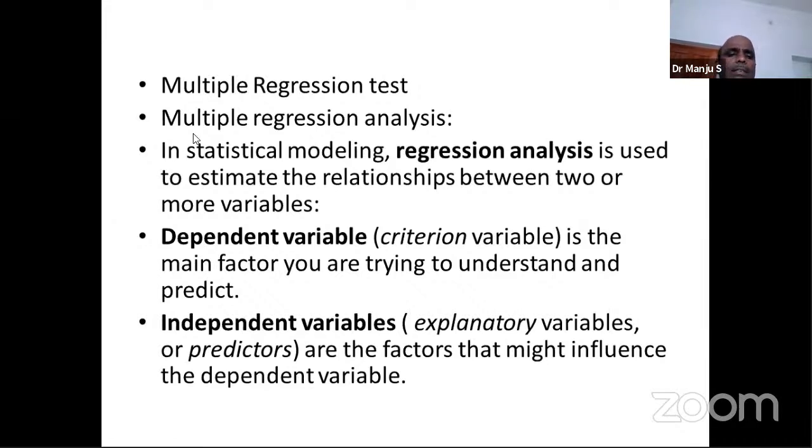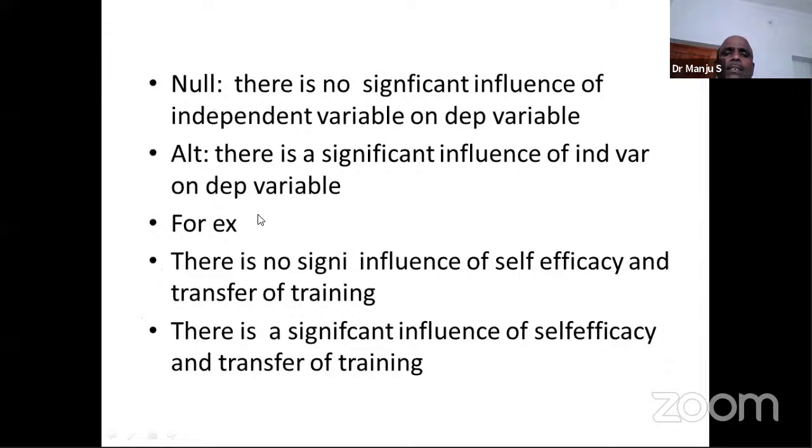So this is how multiple regression is done. And see, this is how the null hypothesis is framed: there is no significant influence or relationship between the independent variable and the dependent variable, or there is no significant influence of the independent variable on the dependent variable. And the alternative hypothesis: there is a significant influence of the independent variable on the dependent variable. So this is how we frame the hypothesis.